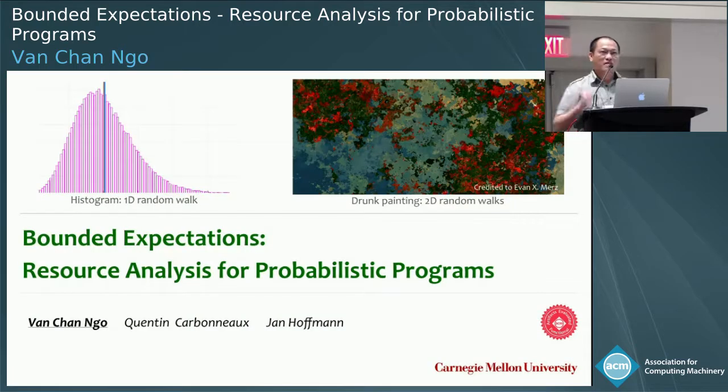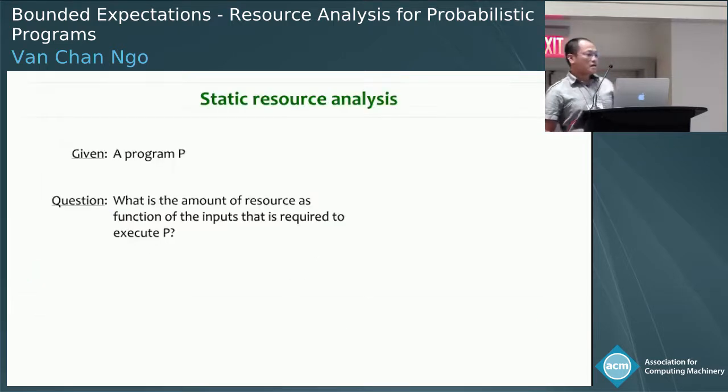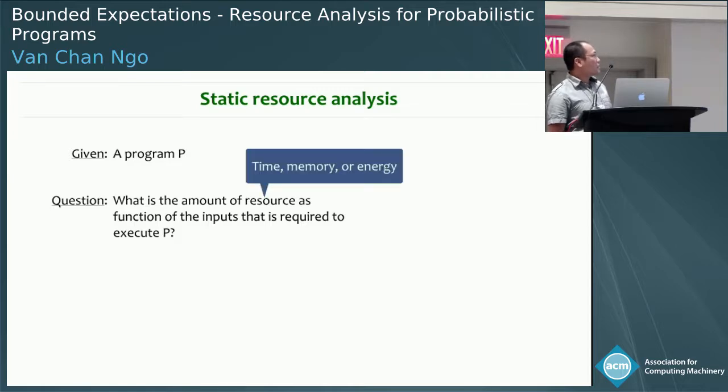Okay. So hi everyone. This is joint work with Quantum and CMU. First, what is static resource analysis? Given a program P, static resource analysis answers the question: what is the amount of resource, such as time, memory, allocation, or energy consumption, as a function of the input that is required to execute program P.